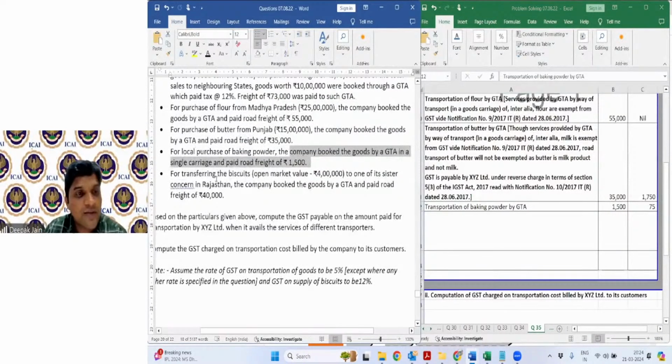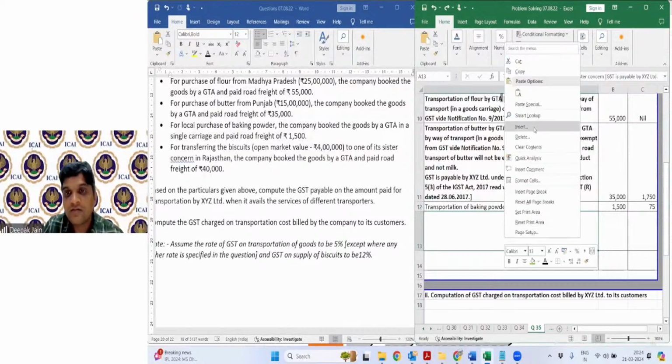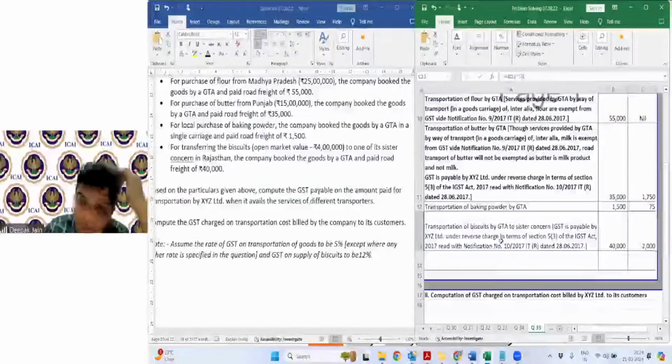Then last aspect is transferring of biscuits, open market value 4 lakh, to one of its sister concern. The company booked the goods by a GTA and paid road freight of 40,000 rupees. ठीक है, अपने को तो freight का मतलब है. So we will consider freight. Transportation of biscuits by GTA to sister concern. कितना है value? 40,000. GST is payable at 5% on that.